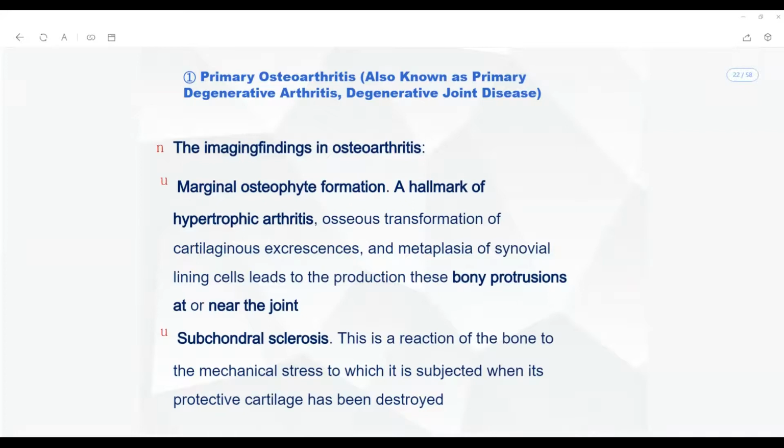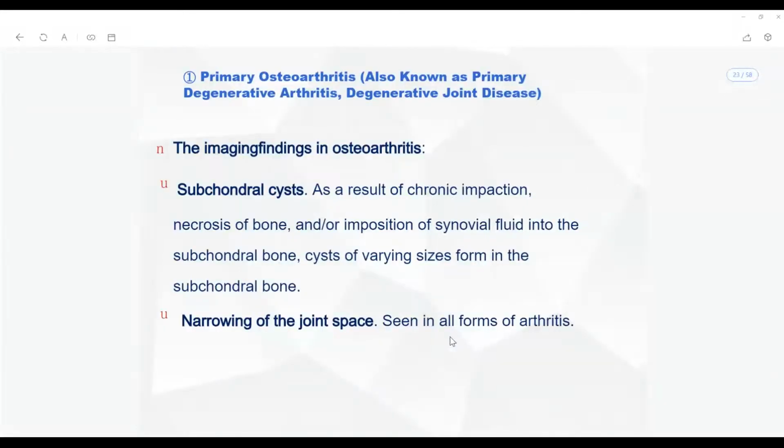Right? So we are going to look at the subchondral sclerosis, and this is a bone reaction which is directly indicating the amount of mechanical stress which is subjected, and that the protective cartilage has eventually been destroyed. So subchondral sclerosis suggests that evidence of mechanical stress is present, right? And marginal osteophytes are the hypertrophic or metaplastic reactions that are going to form the new bone protrusions, right? So two radiographic features. And then sometimes we are also going to find the subchondral cysts. Okay.